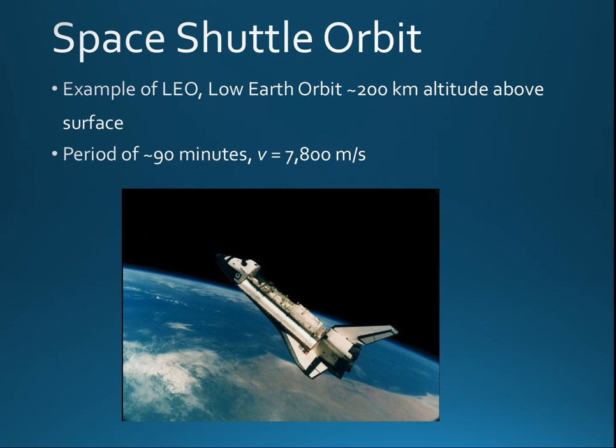Space Shuttle Orbit. Space Shuttle Orbit is an example of LEO, also called low Earth orbit. It's approximately 200 kilometers in altitude above the surface of the Earth. These space shuttles orbit with a period of approximately 90 minutes at a velocity of 7,800 meters per second.